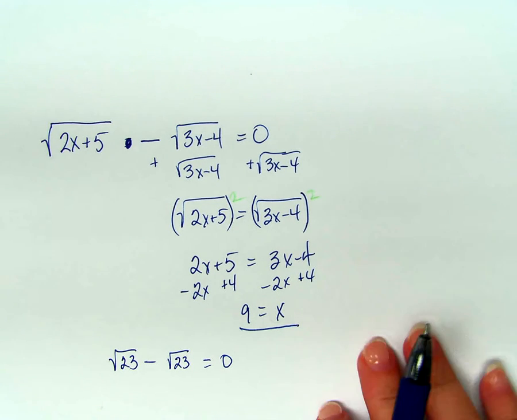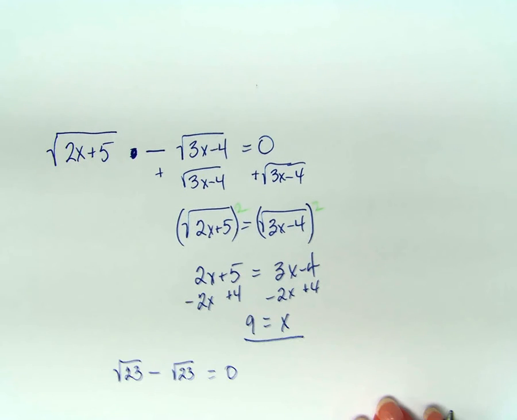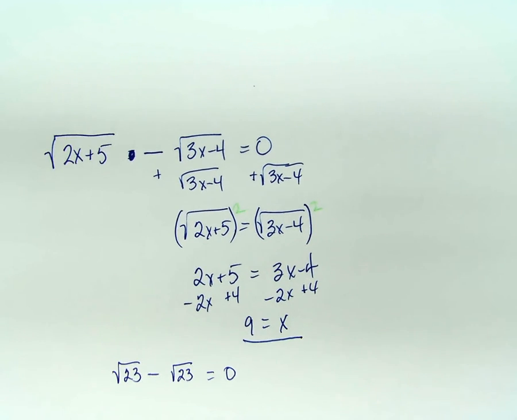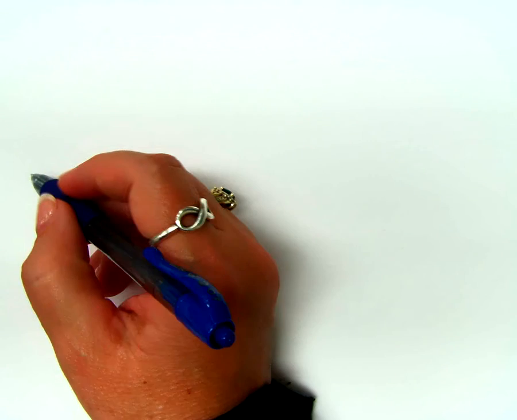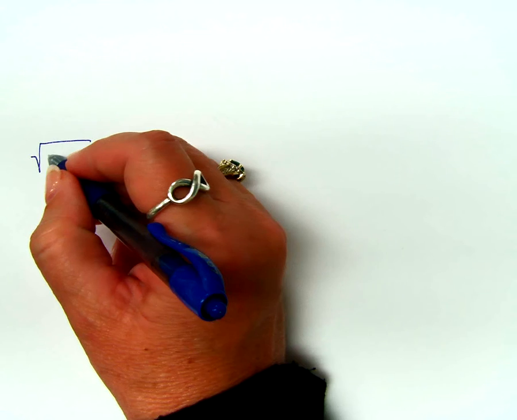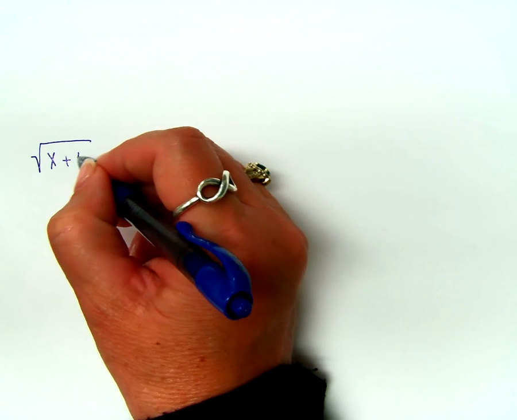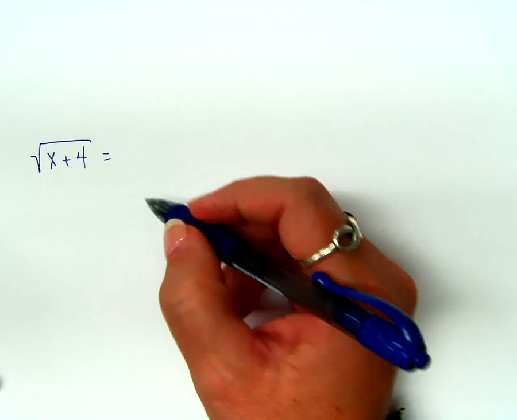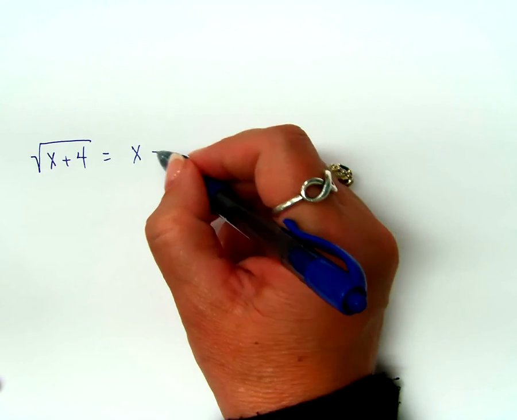Okay? Now, one thing I'm going to caution you about today is something that happened Friday, and I made sure to tell you about it, but I'm going to make sure to tell you about it again today. Okay? Let's say we have the square root of x plus 4 equals x minus 10.